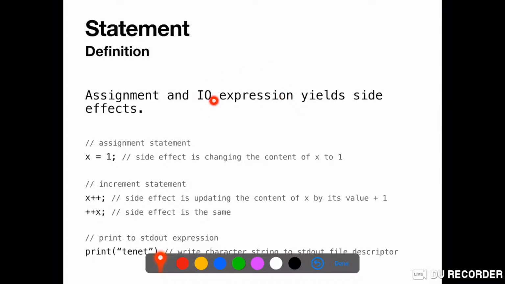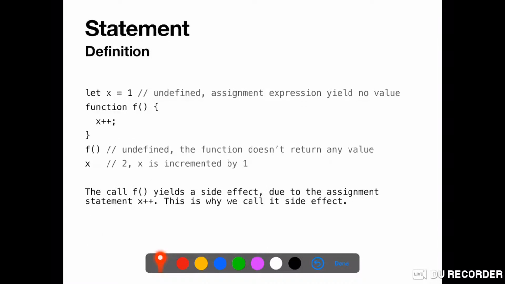And I/O expressions don't just include printing to the screen. Also, when you write to I/O, when you change the system clock, when you change an environment variable, all those would be considered expressions that yield a side effect. Okay.